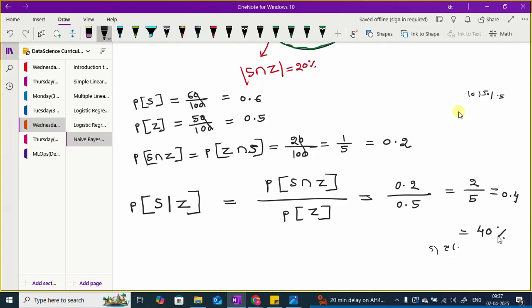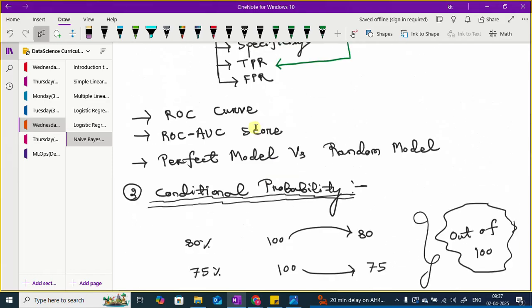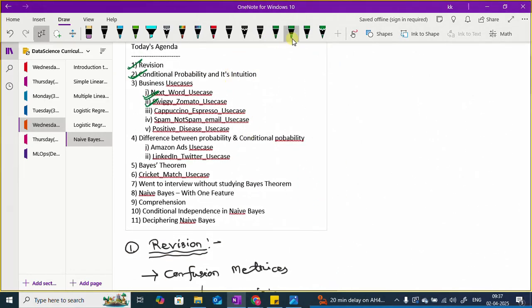Yes or no? This is called conditional probability. There are two different topics, and I'll cover them here. Once you cover them, you'll get 100% clarity on the difference between probability and conditional probability. In one problem statement, I'll find the probability of something, then the probability of that given something, which is conditional probability. I'll cover another three problem statements or business use cases, and then two different problem statements, and by that time you'll be 100% clear.